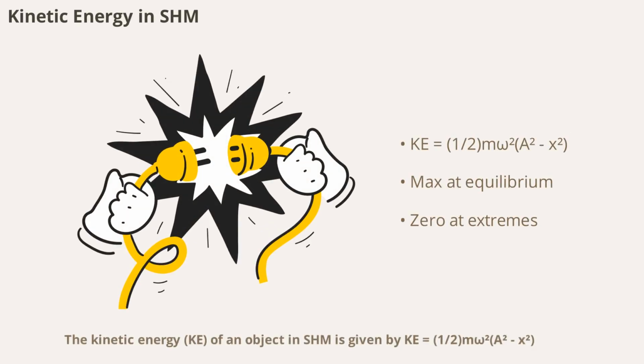The kinetic energy, KE, of an object in SHM is given by KE = 1/2 m ω² (A² - x²), where m is mass, ω is angular frequency, A is amplitude, and x is displacement. This equation shows that kinetic energy is highest at the equilibrium position and decreases as the object moves towards the extremes. Understanding kinetic energy in SHM helps us analyze how energy is distributed during oscillations and is essential for solving practical problems in physics and engineering.